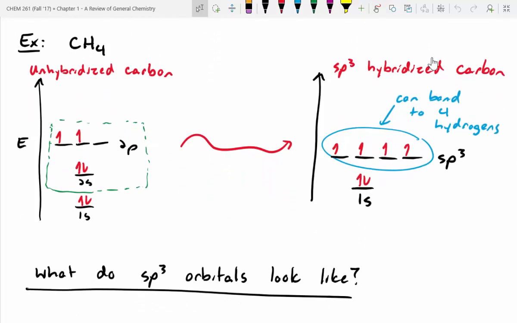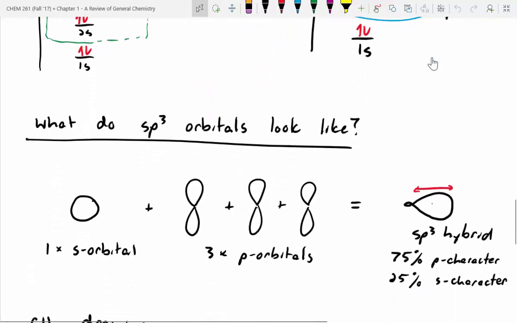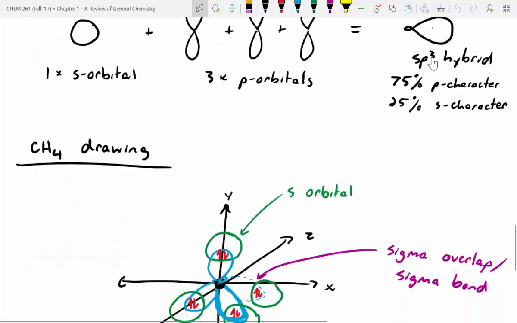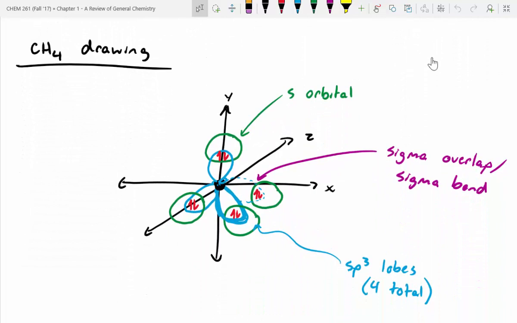We said, if you draw the orbital diagram for carbon that's unhybridized, you've got the standard 2p orbitals. But if you look at those, you only have two unpaired electrons. You can't bond four hydrogens. So we have to hybridize the s orbital with all three of the p's in order to form an sp3 set of hybridized orbitals. Now you can bond four electrons. And then we said it looks kind of like this weird balloon shape, and it adopts the shape of a tetrahedron. And we said that anytime you have orbital head-on overlap, that's called a sigma bond.